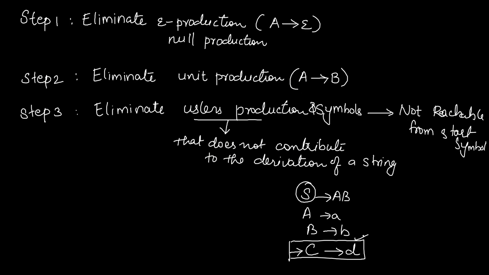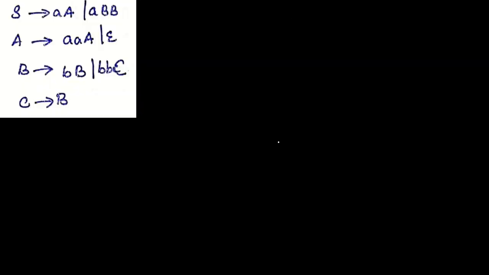So this C is a useless symbol, and this production is useless, which we can remove. You have to take every production in your grammar and check whether it can derive any string. If they are not able to derive any string, then they are useless productions. After removing useless productions, you have to remove the useless symbols. So these are the steps. Let's see an example.